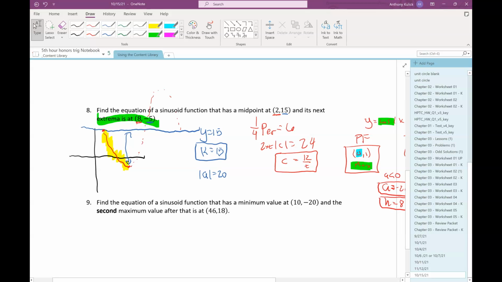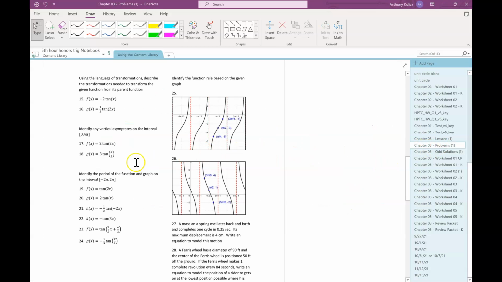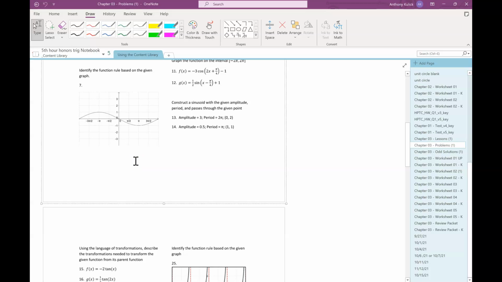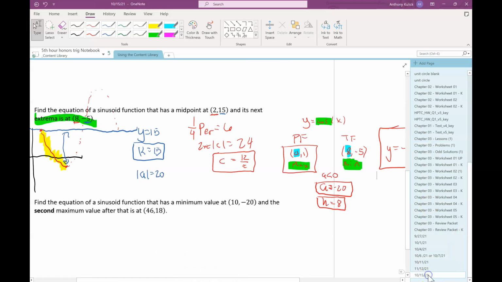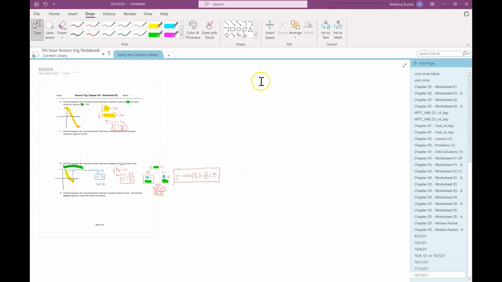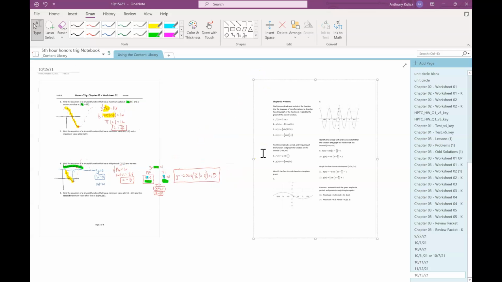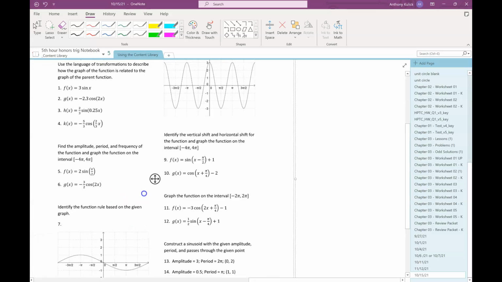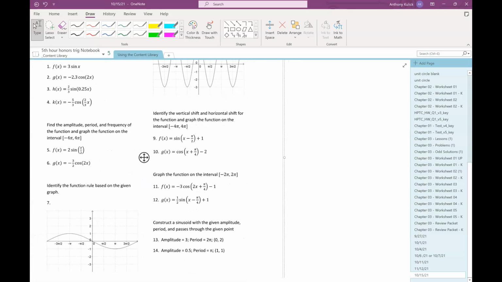Yep. Mackenzie, can you do number 6 on the problem? Sure. Okay, it says to find the amplitude, period, frequency, and then graph.